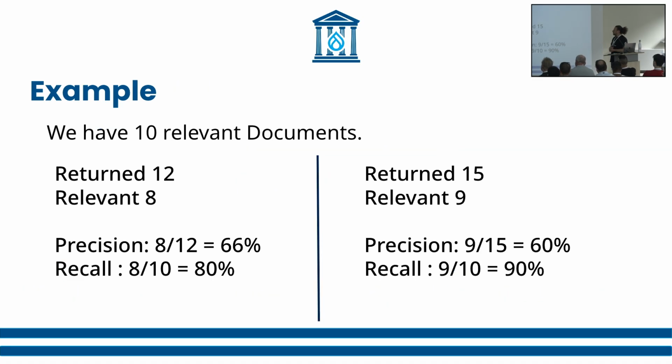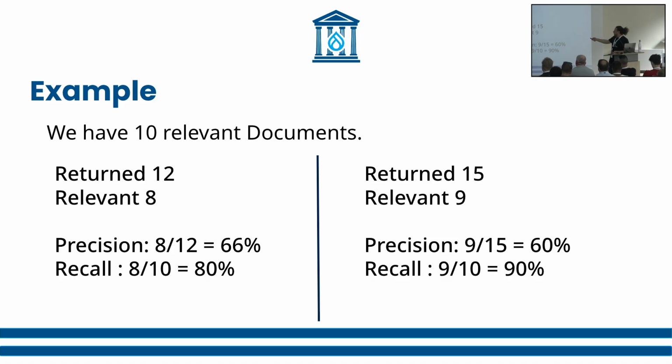So let's say we perform 2 queries. We have those tests where we have 10 relevant documents in our system. In the first query, we have 12 documents returned, but only 8 are relevant. That means that the precision is 66%, because it's 8 out of the 12 total returned, while the recall is 8 out of 10. So 8 documents are returned out of the 10 that should actually be returned. So the recall is 80%.